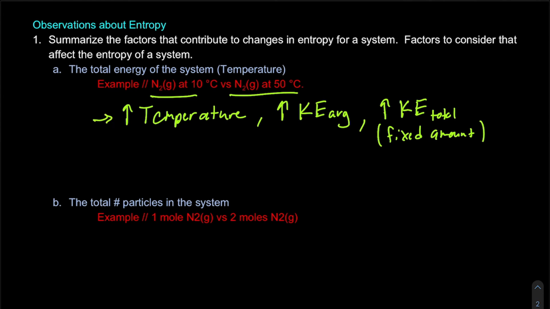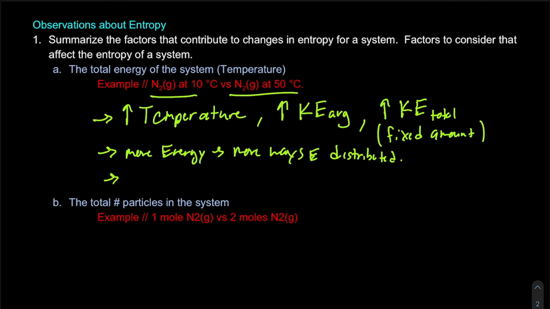By having a higher temperature, we now have more energy in the system, which would mean there's going to be more arrangements or ways that energy can be distributed. And that's going to cause an increase in entropy as we increase temperature. And this has a direct correlation to the fact that when we increase temperature, we have a greater amount of kinetic energy. Because we have a greater amount of kinetic energy, there's more ways that kinetic energy can be distributed, and so we're going to get an increase in entropy. So that's looking at temperature.